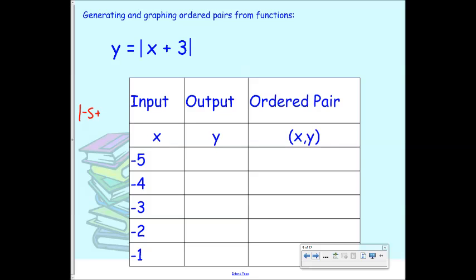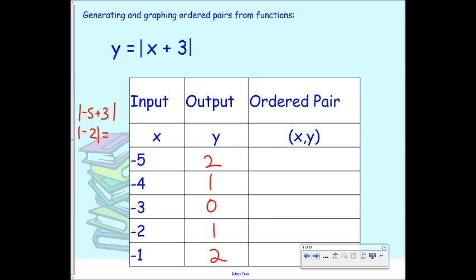Negative 5 plus 3, what does that give me? Negative 2, absolute value is 2. All right, I'm going to do these mentally. Negative 4 plus 3. Negative 1. Negative 1 absolute value, positive 1. Negative 3 plus 3. 0. Absolute value of 0 is 0. Negative 2 plus 3. 1. Absolute value of 1 is 1. And negative 1 plus 3. 2. Absolute value of 2 is 2.